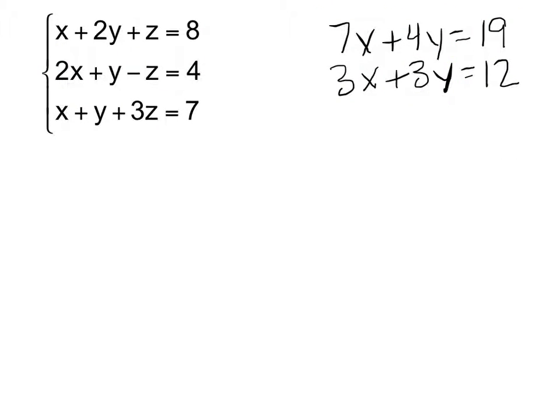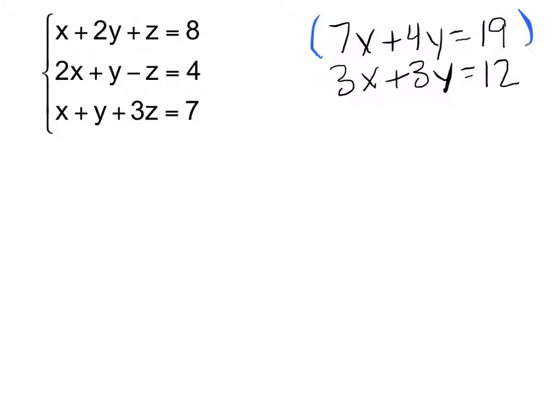Okay, let's focus on the two variable system. 7x and 3x and 4y and 3y. No opposites. We need to make opposites. Looks like we're going to be stuck with multiplying both equations by a number. We're going to choose to get rid of the y's because 4 and 3 are smaller numbers.